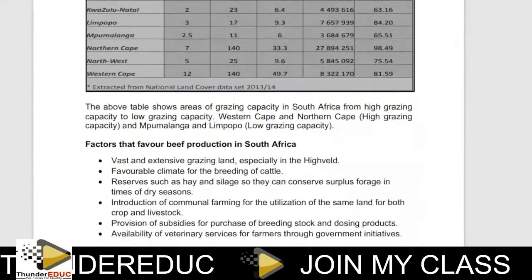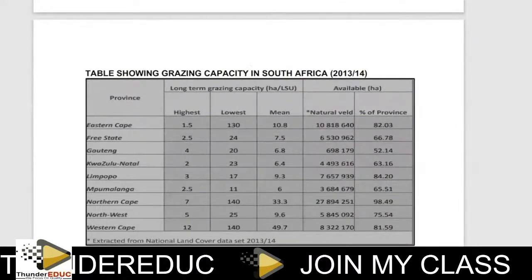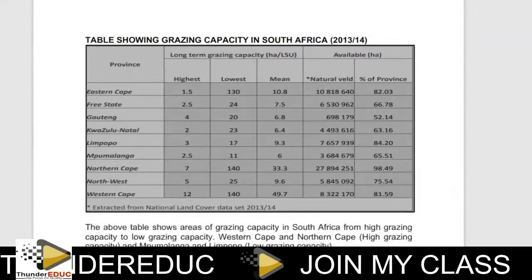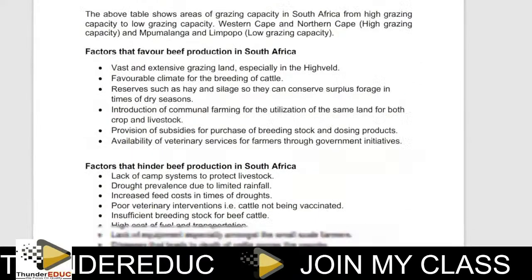Still on that point of beef farming, this table is showing the grazing capacity. When you look at Eastern Cape, I want you to look at the long-term grazing capacity available. This is what is available under natural fields, and this is the lowest, the mean, and so on. We find that in most of these provinces, some of them don't even have any. Look at Western Cape. I want you to look at Gauteng. There's nothing, do you understand? So their contribution is less. This is just an analysis of the table based on the statistics of 2013 and 2014.